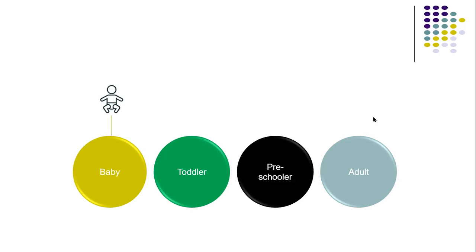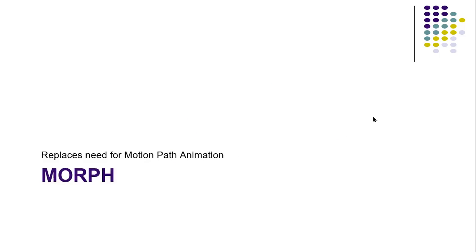Then we have the shape of the baby that appears, and it then appears onto the next circle for toddler, preschooler, and adult. So it's simply appearing. So this is multiple slides and then simply taking away the other objects to focus on the one you want at that particular time.